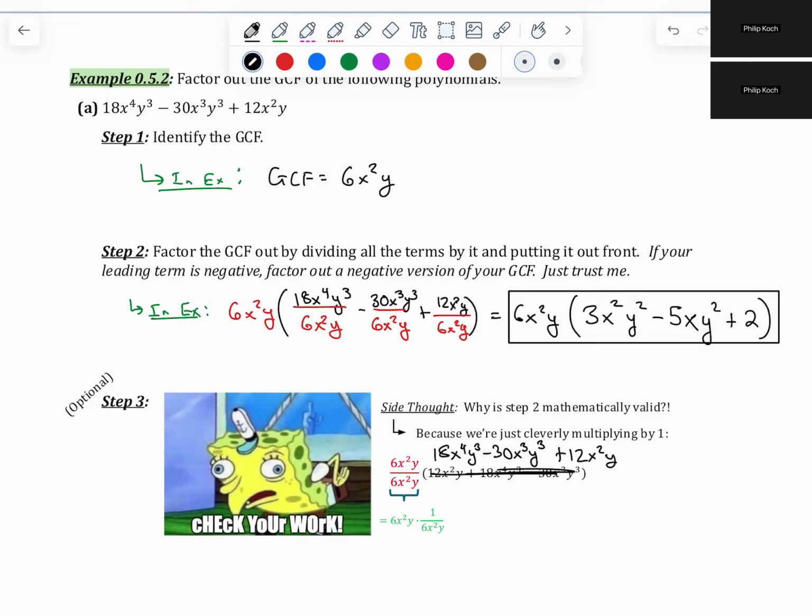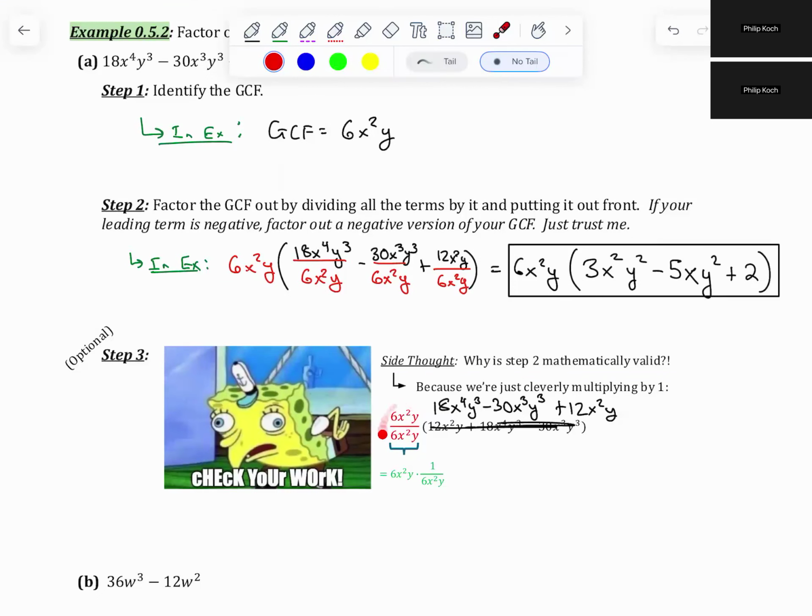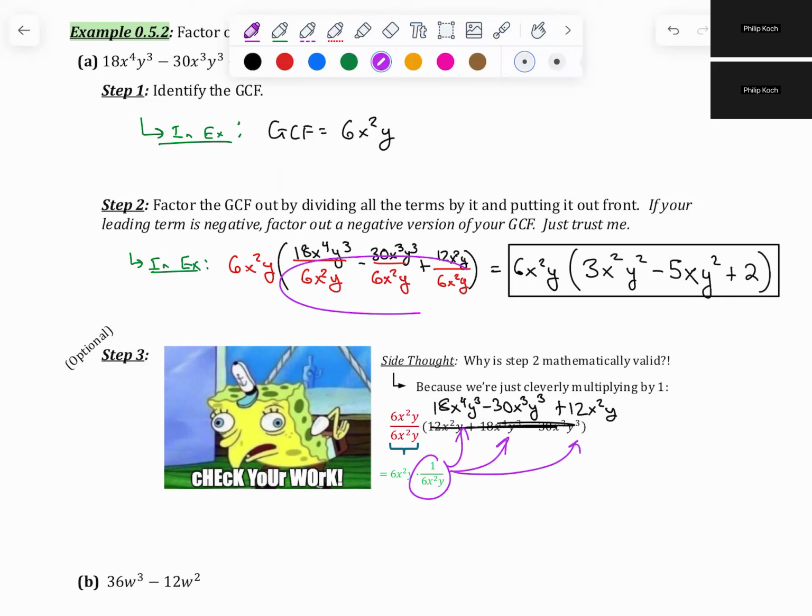x squared y. By multiplying it by 6x squared y over 6x squared y, I'm really multiplying by 1, so it doesn't change anything. And then furthermore, I'm realizing that as a fraction, I can write this as a multiplication of 2 different fractions. One as 6x squared y over 1, and one as 1 over 6x squared y. And then I'm distributing this into all 3 terms, hence why I get it in the denominator. That's why it's mathematically happening.